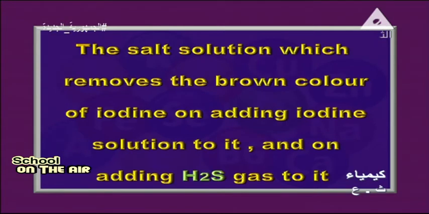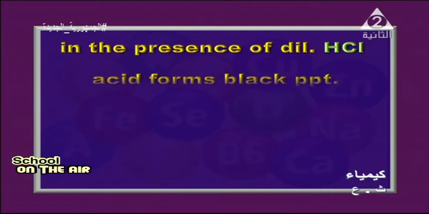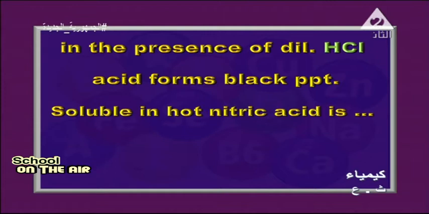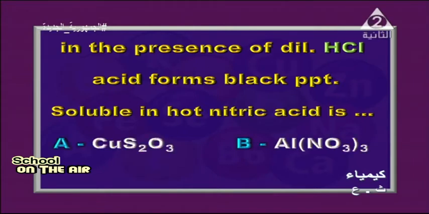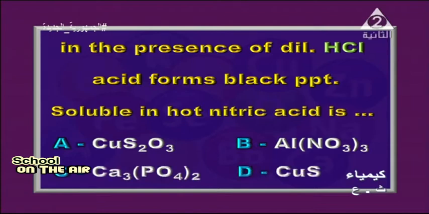Next one. The salt which removes the brown color of iodine solution. Here, the removal of the color of iodine solution indicates the thiosulfate radical. And on adding hydrogen sulfide gas to it in the presence of dilute hydrochloric acid it forms a black precipitate, which is copper ion, soluble in hot concentrated nitric acid. So what is the salt? Is it copper thiosulfate, aluminum nitrate, calcium phosphate, or copper sulfide? If you think about it, yes, it will be copper thiosulfate.